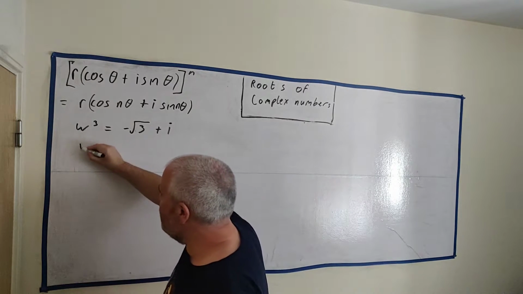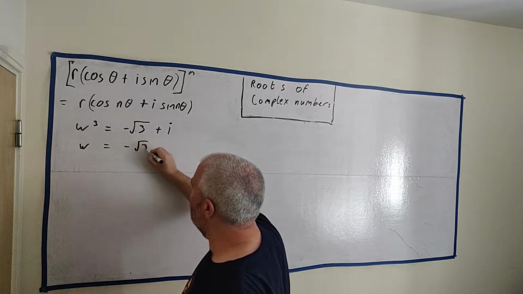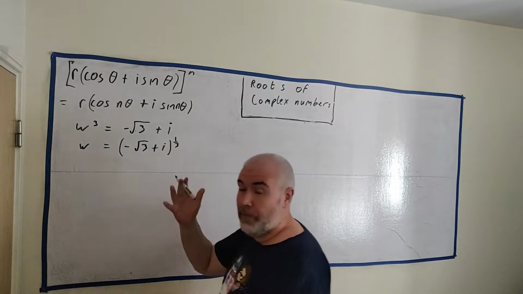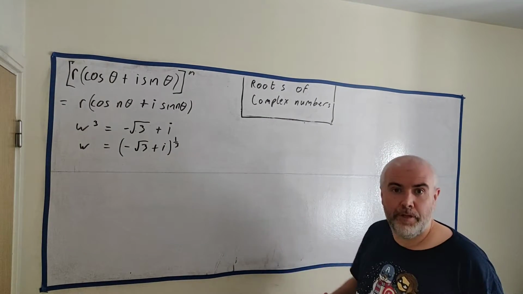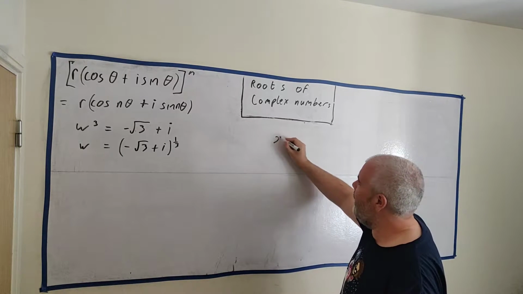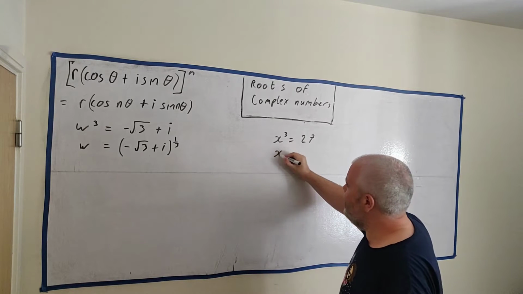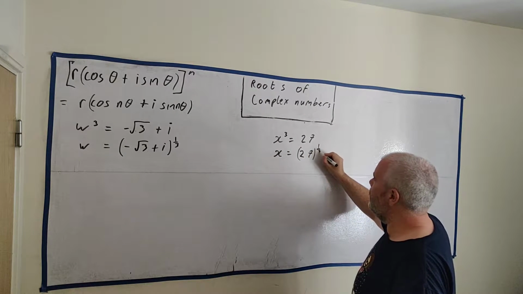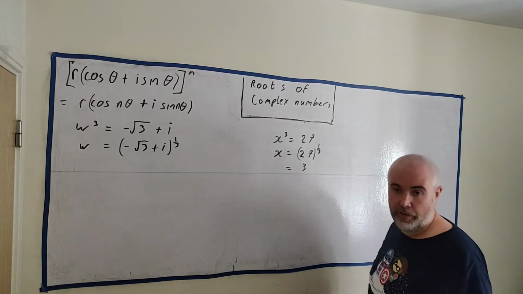So where w to the power of 3 is equal to this guy. Now we've been doing questions like this all along. That means w is equal to minus square root of 3 plus i, to the power of a third. When I say we've been doing this all along, I mean before complex numbers, just in the real numbers. We might have x to the power of 3 is equal to 27. That just means x is equal to 27 to the power of 1 over 3, and that's simply equal to 3.